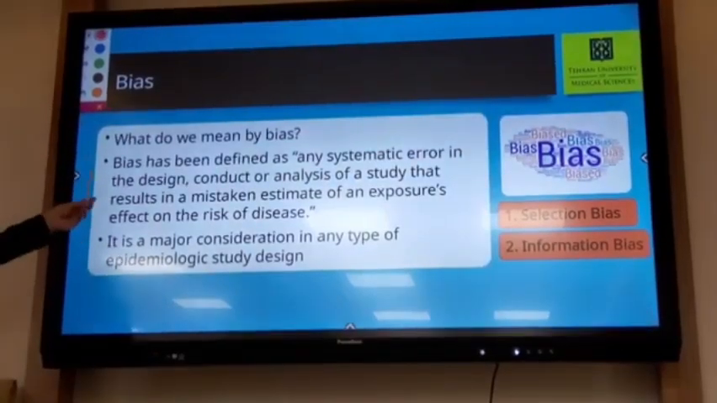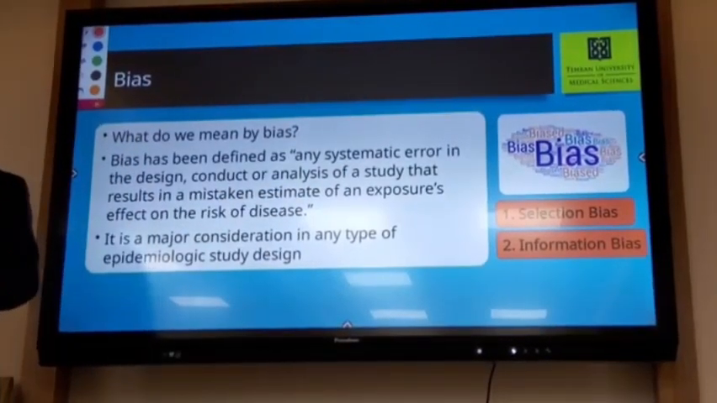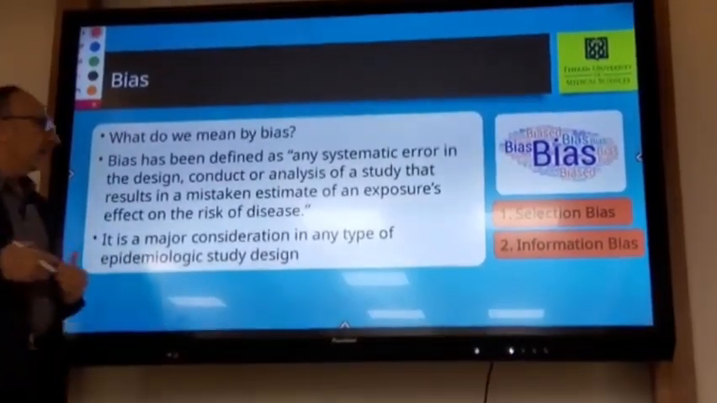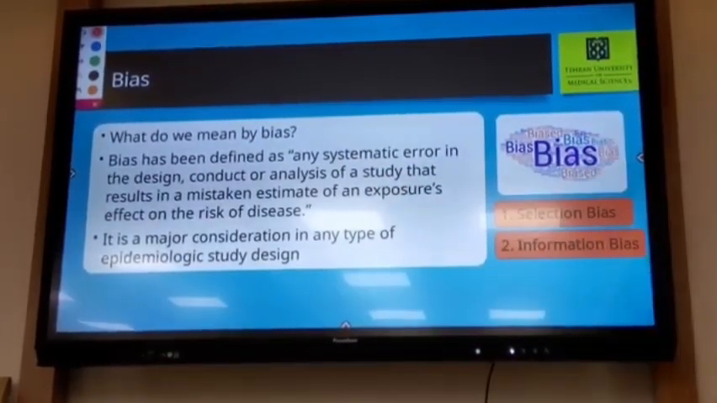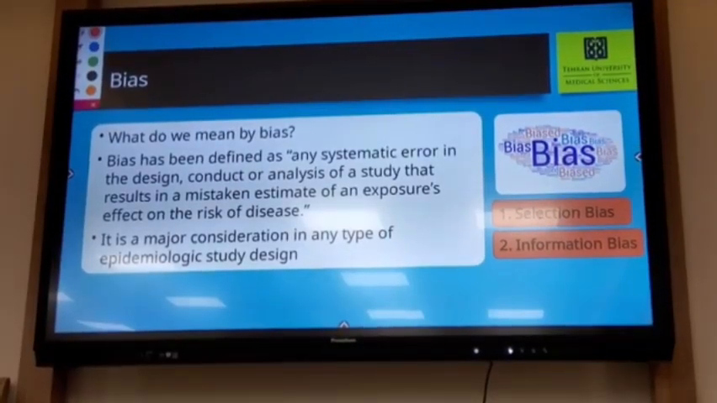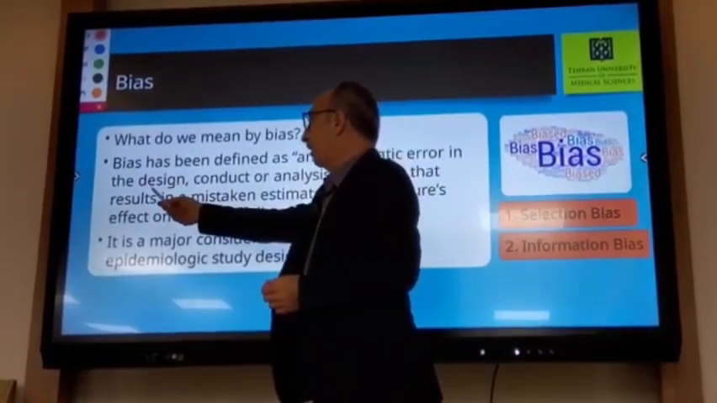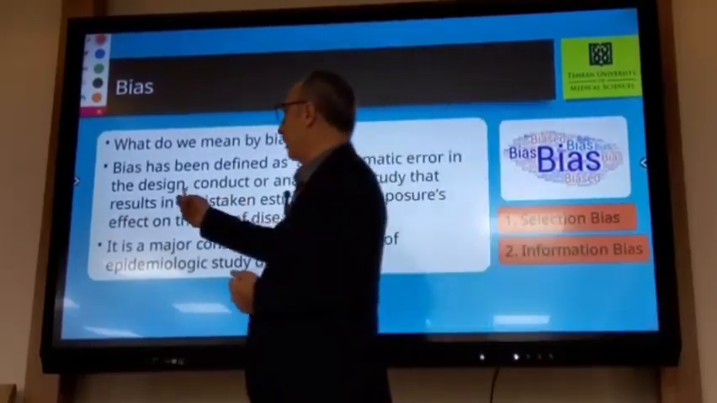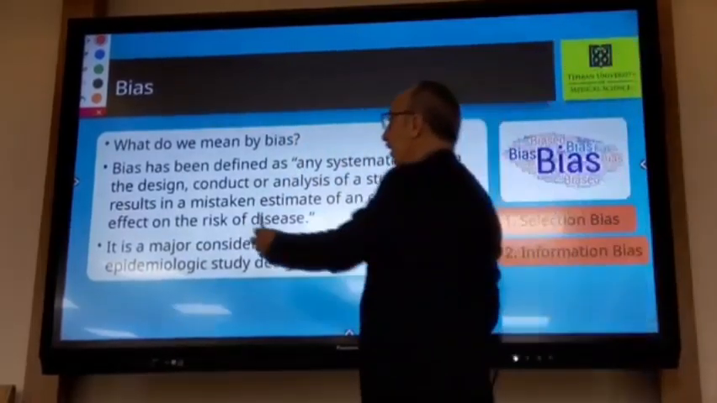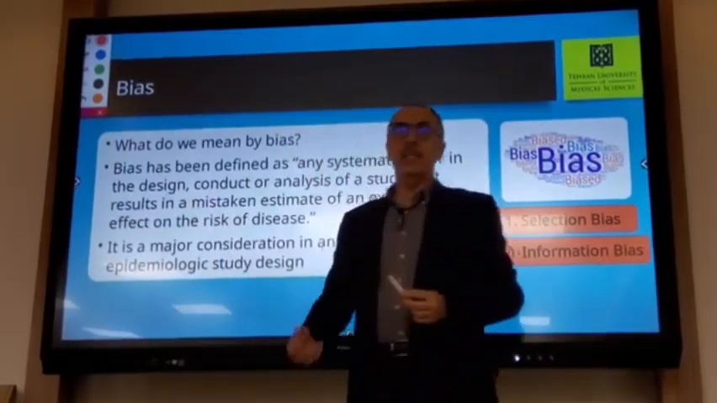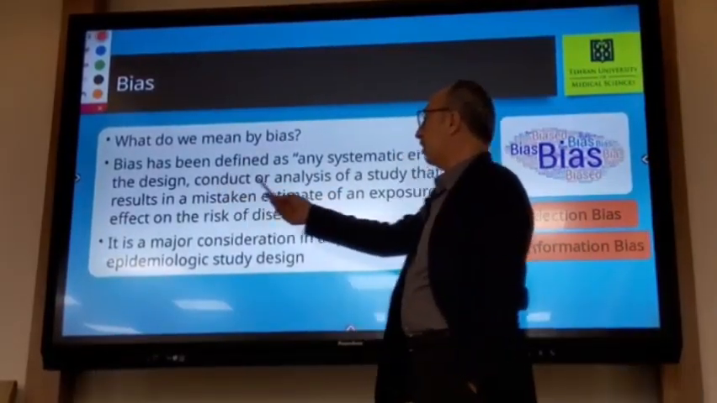So, for the definition of bias, bias has been defined as any systematic error. Systematic means that the error is occurring in such a way that there is a system. System means that it is not random. It will happen in a similar fashion. Any systematic error in the design, when we select samples in a bad way, the design is not good. So sampling is a process. Sampling is a fault in the designing of the study. The conduct, when information is drawn in a bad way, it is called error in conduct, or sometimes in analysis.